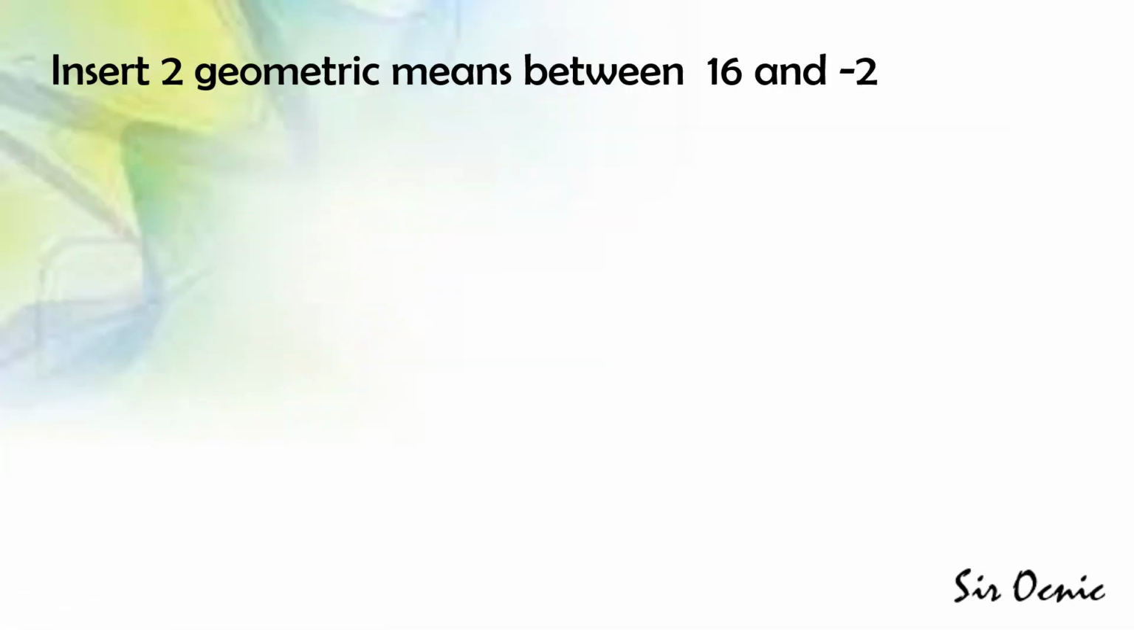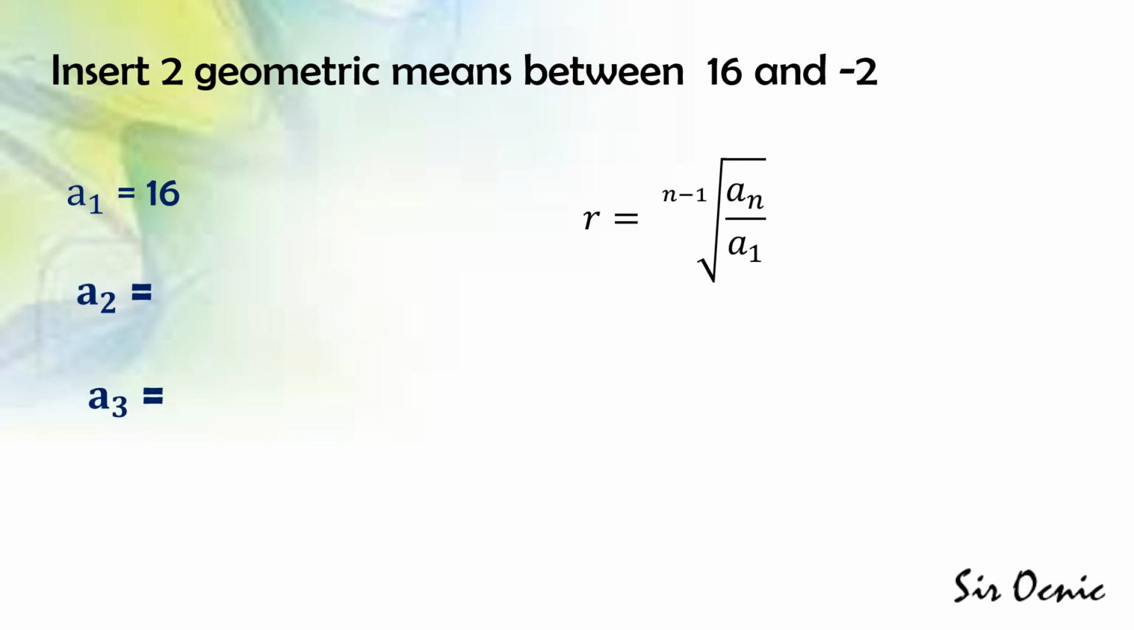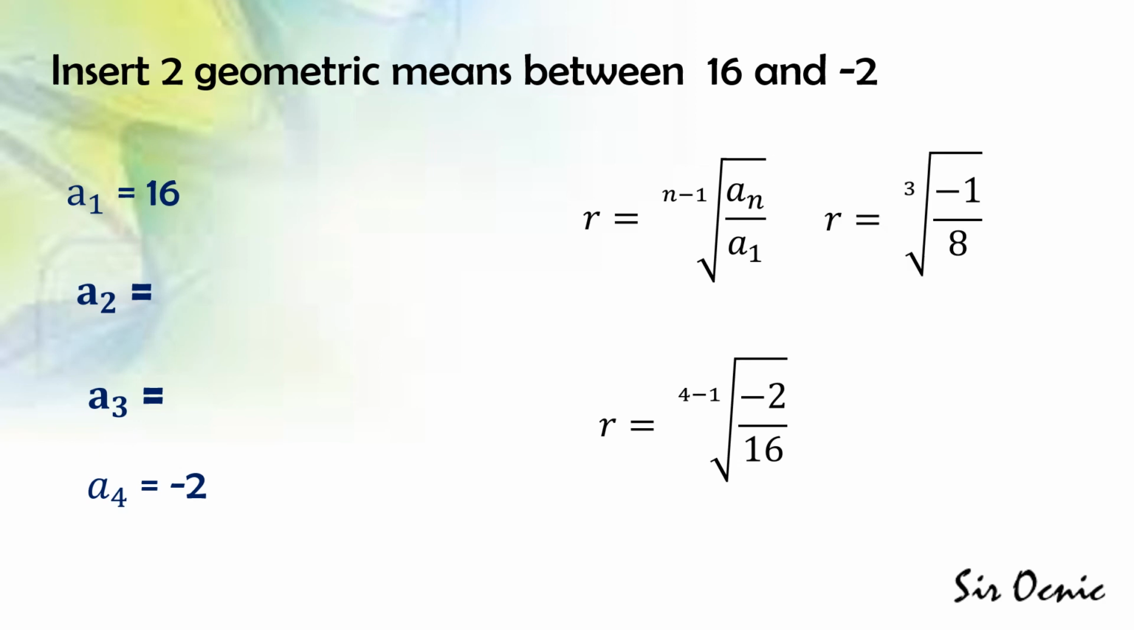Insert two geometric means between 16 and negative 2. Using the formula r is equal to n minus 1 root of a sub n over a sub 1, a sub 1 is equal to 16, a sub 2 and a sub 3 are to be solved, and a sub 4 is equal to negative 2. Substituting the given values to the formula, we will then have r is equal to 4 minus 1 root of negative 2 over 16. Simplifying the operations, we will then have r is equal to cube root of negative 1 over 8, or simply r is equal to negative 1 half.